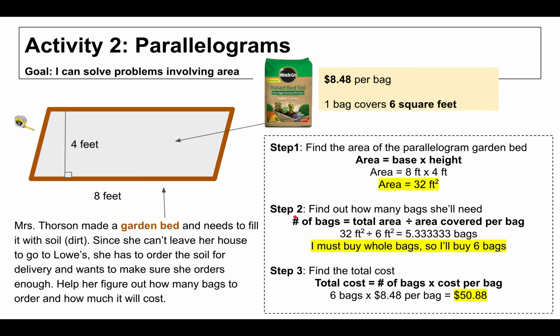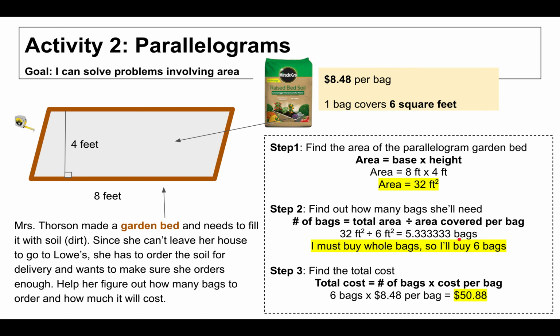Let's go to step 2. To figure out how many bags I need, I'm going to take the total area of the garden and divide that by how much one bag can cover. So my total garden is 32 square feet. Each bag is only going to cover 6 square feet. So I'm going to do 32 divided by 6, and I get 5.33333 bags.